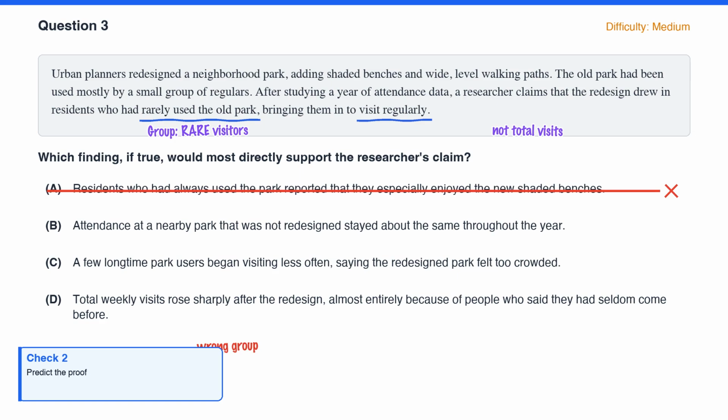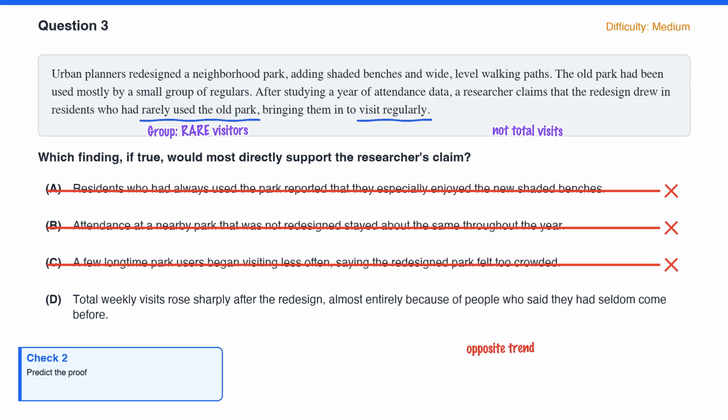Scratch it. B says visits to a different park without seating held steady. That's a separate park. It tells us nothing about this claim. Drop it. C says some longtime users came less often because of crowds. That points the opposite way, and again, wrong group.